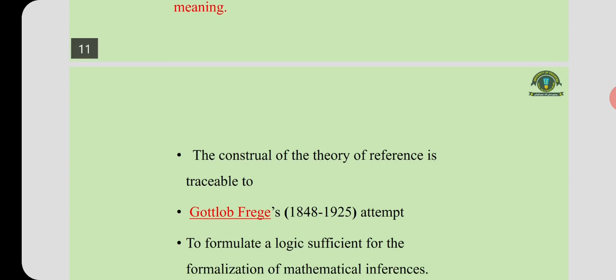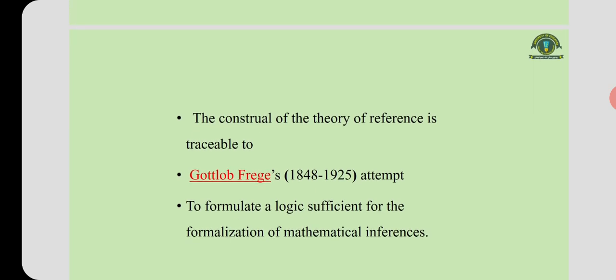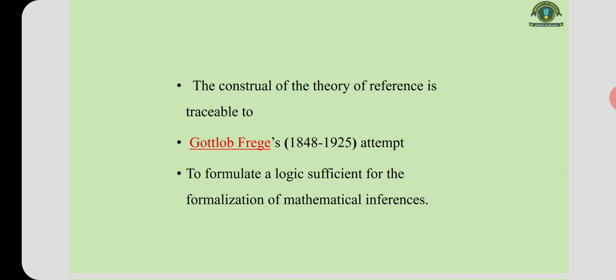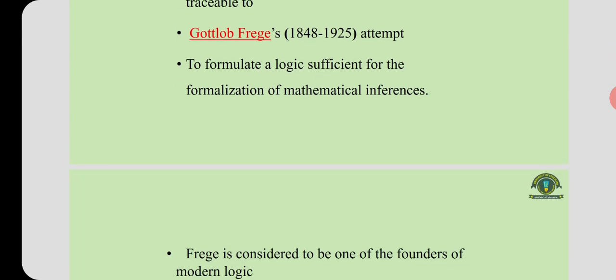The construal of the theory of reference is traceable to Gottlob Frege, from 1848 to 1925 AD. He attempted to formulate a logic sufficient for the formalization of mathematical inferences. He basically employed different types of formalization of mathematical inferences. For that purpose he used different types of things, or different types of references.